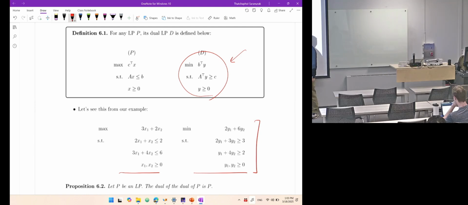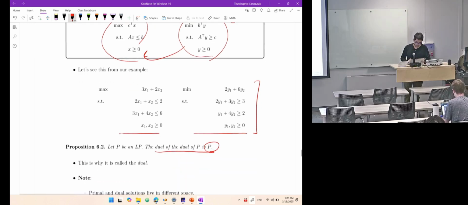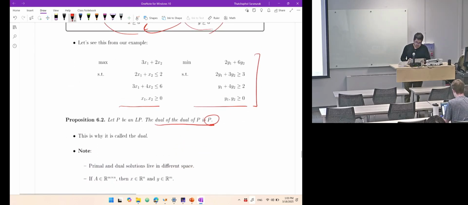But what if you try to get a lower bound of this thing? You need to try to find the dual of this guy. When you derive the dual of this guy, you're going to get this one. So the dual is kind of the flip side of each other, and the dual of the dual is going to be the same thing. The dual of this and the dual of this come back. That's why it's called dual.